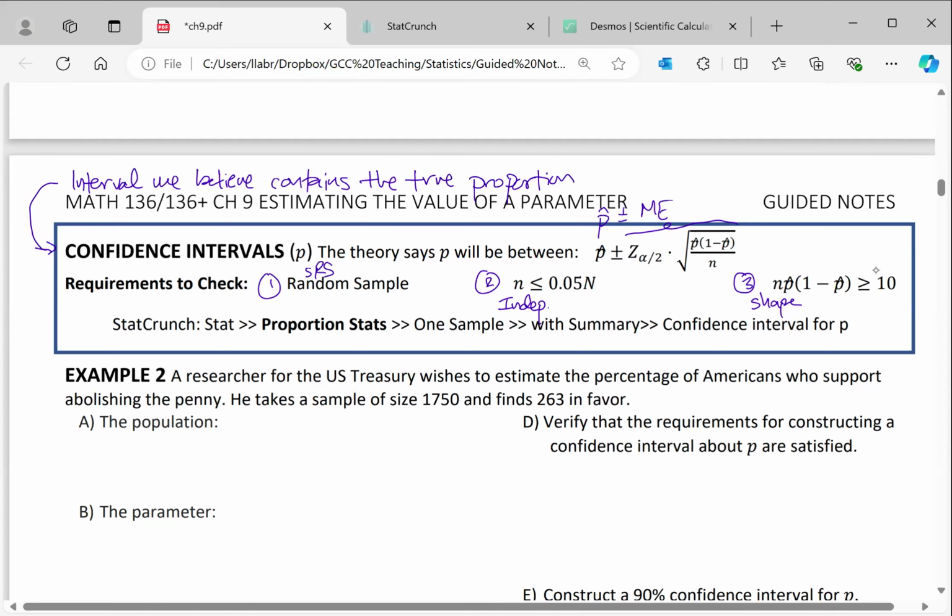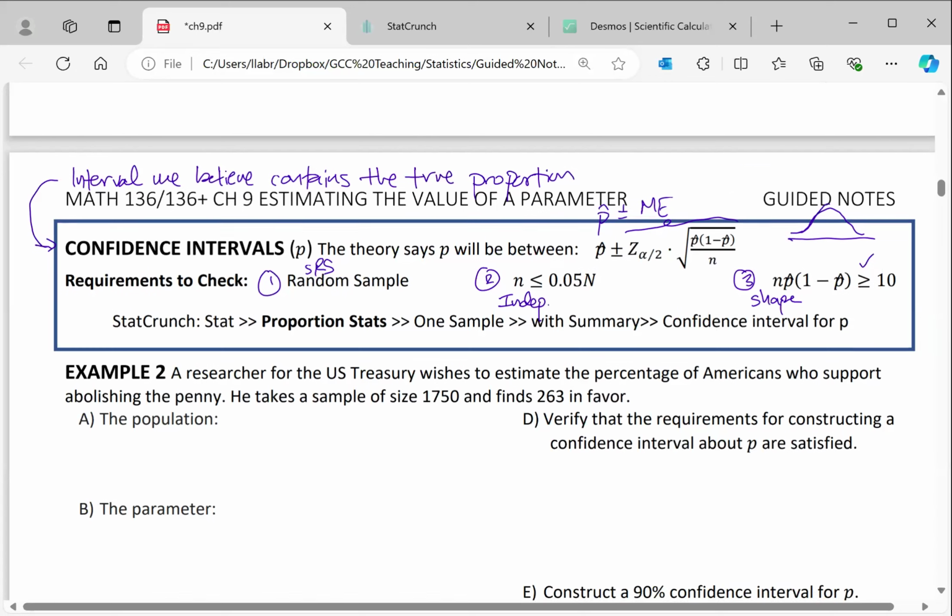So if this is true, then that essentially guarantees that we're going to have a distribution of sample proportions approximately normal. And the beauty of this is in the previous video, we saw how to use the formula to do this by hand, and hopefully we know why this works. But because we have StatCrunch, it makes it so much easier. So in StatCrunch, we're just going to go to stats, select proportion stats, one sample with summary, and click confidence interval for P.